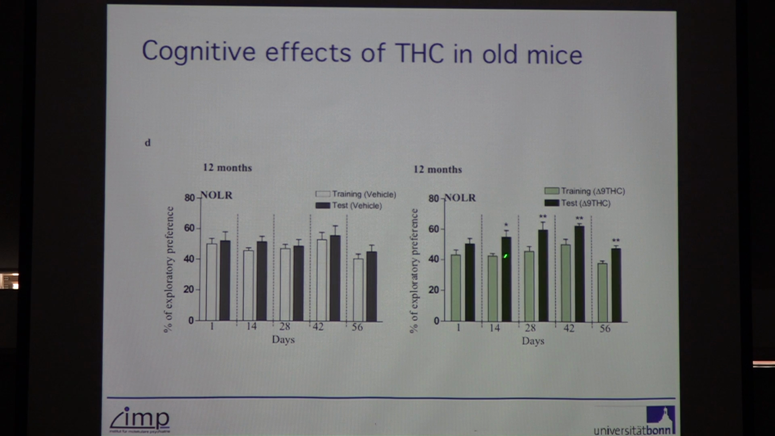We find it already after 14 days of THC treatment. It lasts through the entire treatment period, which was terminated here. And basically we observed them up to day 56, after which we killed the animals, and it lasted basically for the entire observation period. So the chronic low-dose THC treatment in the old animals had really beneficial, long-lasting effects.